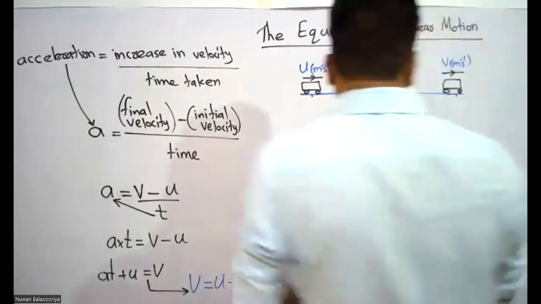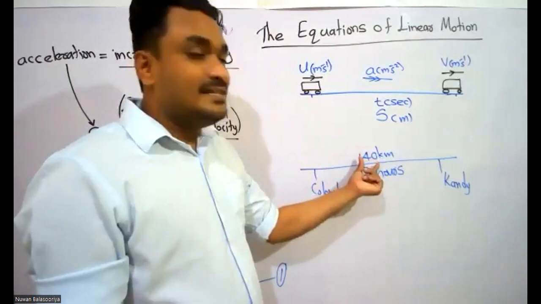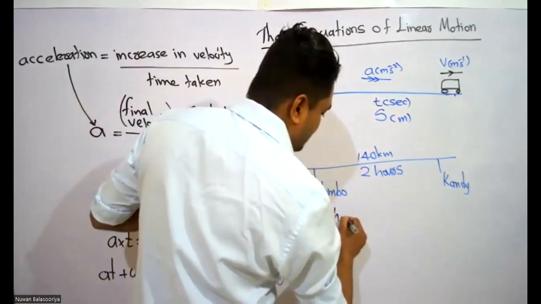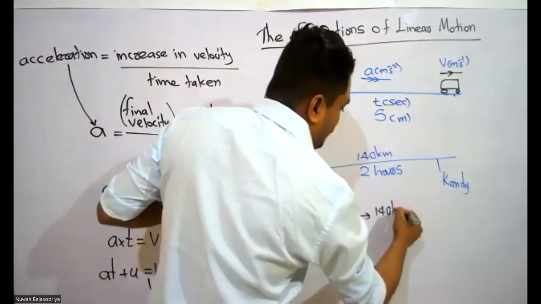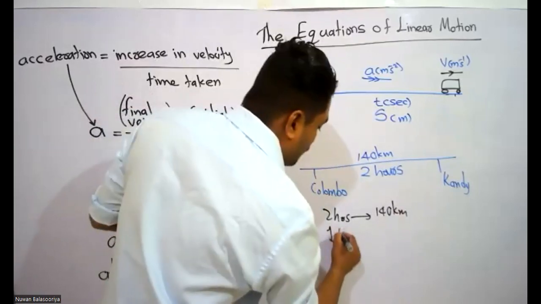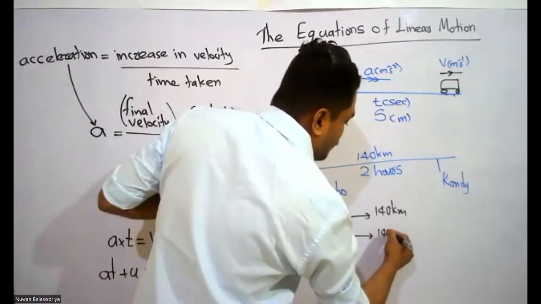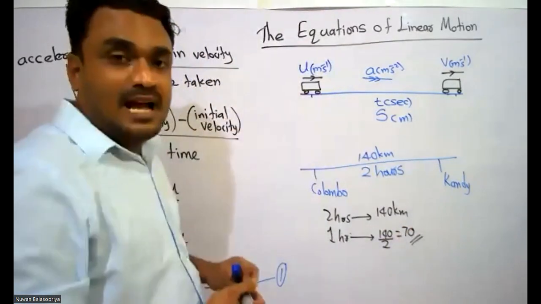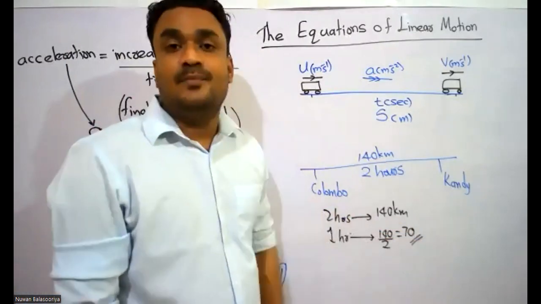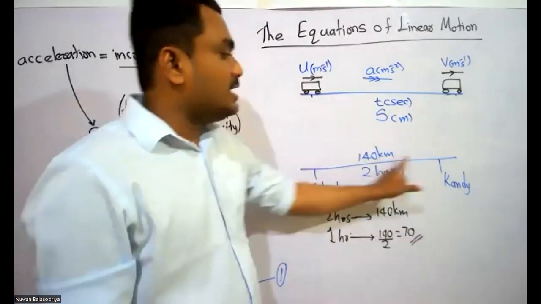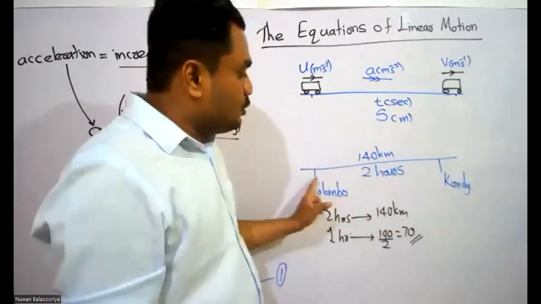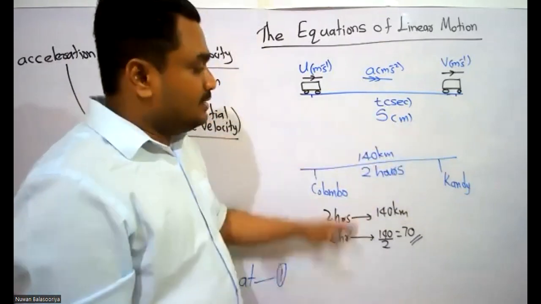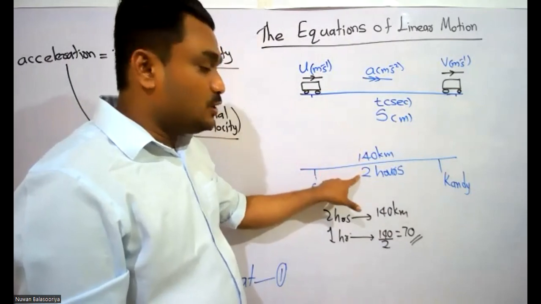How do you find it here? For 2 hours, the displacement is 140. Therefore, the displacement for 1 hour is 140 divided by 2, that is 70. So your average speed, average velocity is 70 kilometers per hour. 70 is the total displacement, and 2 is the total time taken. So average velocity can be found by dividing the total displacement by the total time taken.